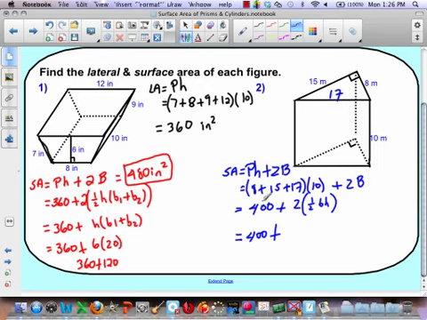Lucas? 8 and 15. I got 400 plus 120 is 520. What are my units? Meters squared.